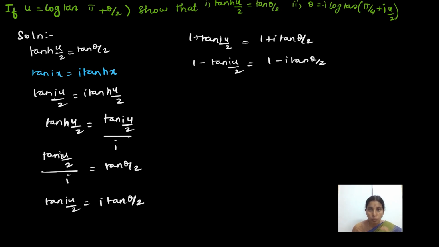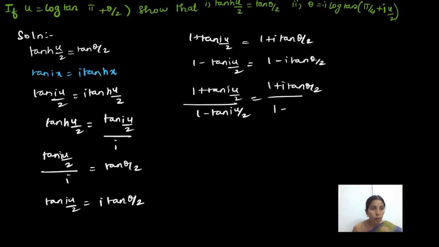You have to divide these two. So 1 plus tan(i u by 2), the whole thing divided by 1 minus tan(i u by 2), equals 1 plus i tan theta by 2 divided by 1 minus i tan theta by 2. So tan pi by 4 value is equal to 1. So you have to take the known formula. The above one is 1 plus tan(i u by 2) divided by 1 minus tan(i u by 2). We already know that tan pi by 4 value is 1.